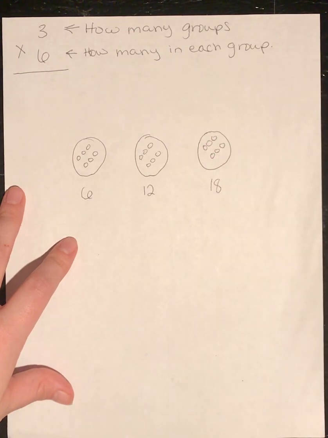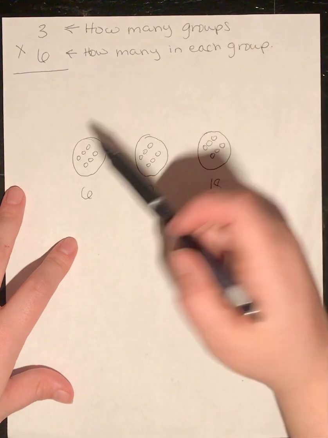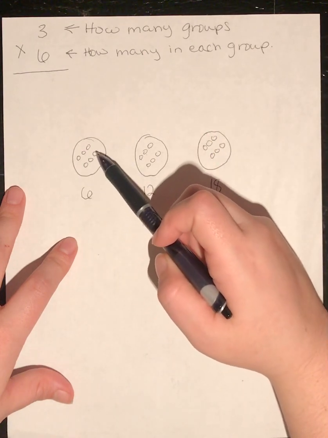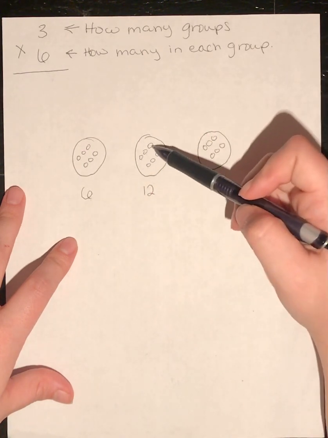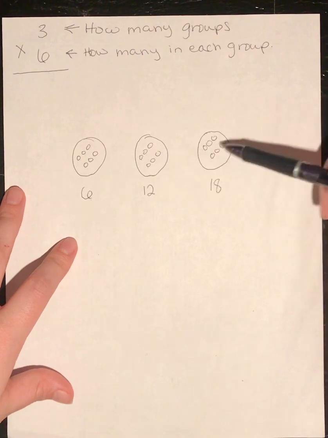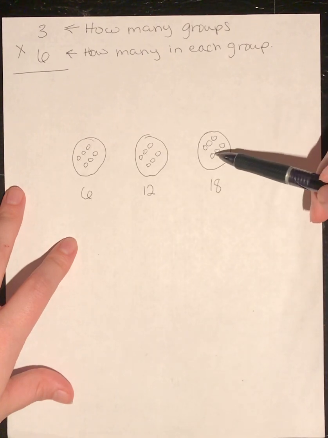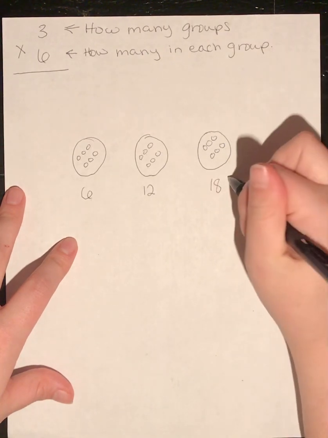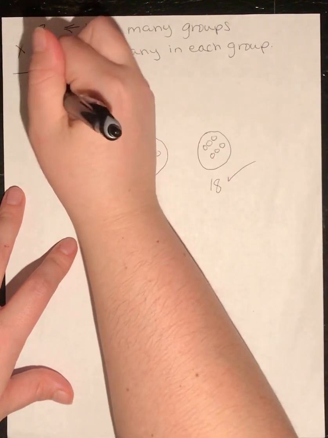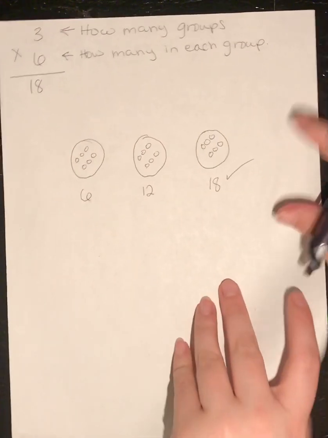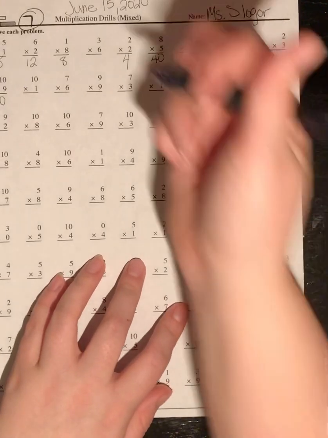Now we're going to double check it. Make sure we did our work right. 1, 2, 3, 4, 5, 6, 7, 8, 9, 10, 11, 12, 13, 14, 15, 16, 17, 18, and we can know that that checks. So 3 times 6 is 18. Flip it over, and we'll fill in our blank.